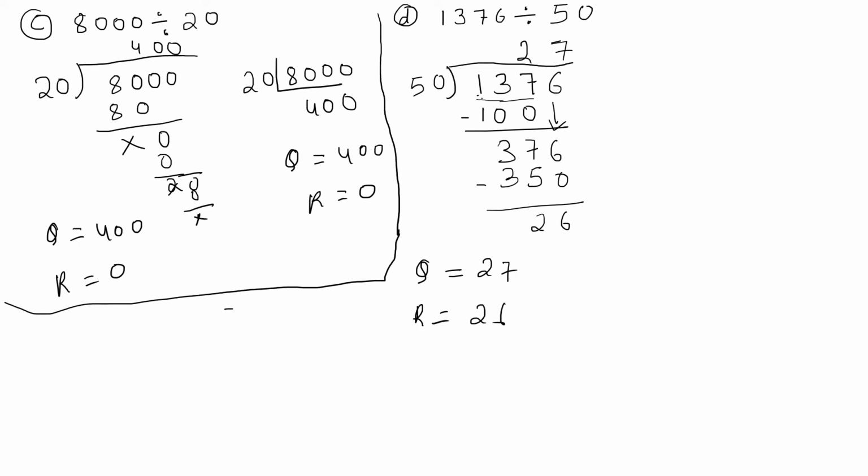Now short division. Okay, so 1376 divided by 50. So simple, because we have done with this. So here 0027. So 26 is your remainder. Q is equal to 27 and R is equal to 26. And rest 4 questions.